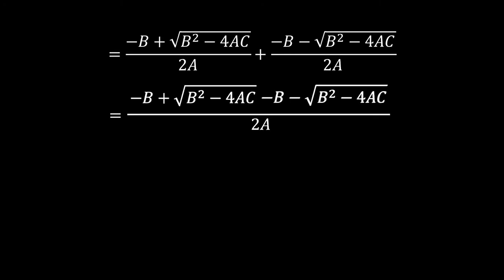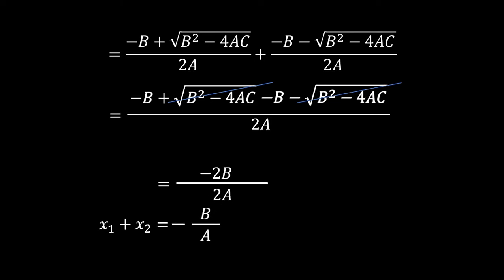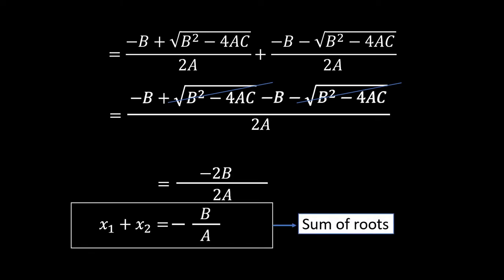And then by simplifying it further, alam natin yung square root of b squared minus 4ac minus square root of b squared minus 4ac will cancel out. And what remains is the negative b minus b all over 2a. Simplifying, negative b minus b is negative 2b. And then maka-cancel yung 2 dyan. And then our sum of roots now is negative b over a. So we just derived a formula for finding the sum of roots.